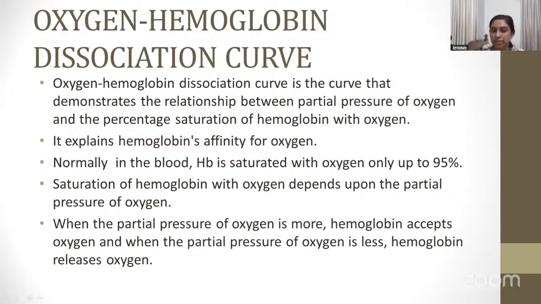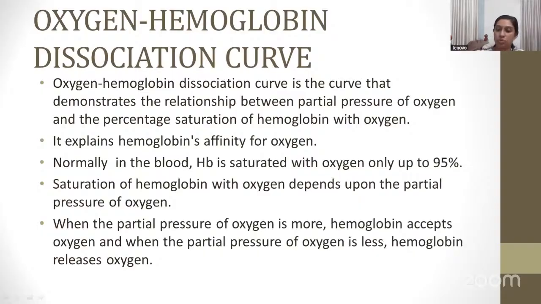It's a curve that demonstrates the relationship between the partial pressure of oxygen and the percentage saturation of the hemoglobin with oxygen. Okay, so it's a relationship. This curve shows the relationship between the partial pressure of the oxygen that is available and the percentage saturation of hemoglobin with oxygen. It basically denotes the affinity of hemoglobin towards oxygen. So normally in blood, the hemoglobin is not saturated to 100%. It's only 95% of the hemoglobin that is saturated with oxygen.